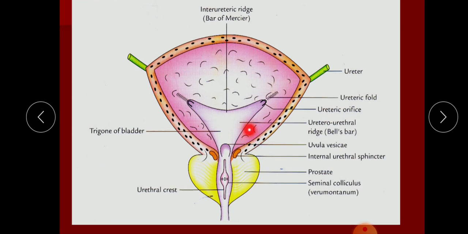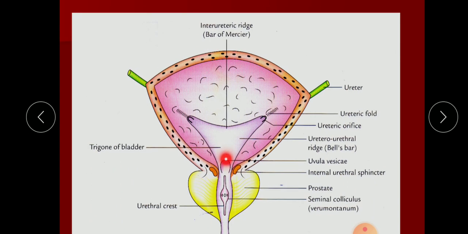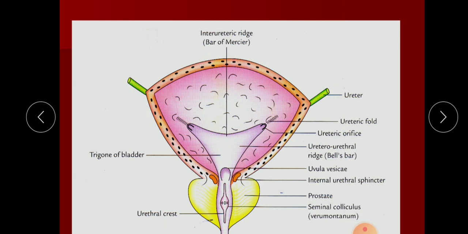On either side here, you find the next two ridges. What do you call that ridge? That is the uretero-urethral ridge, from the ureter towards the urethra, otherwise termed Bell's bar. And this region, the apex, corresponds to the internal urethral orifice.